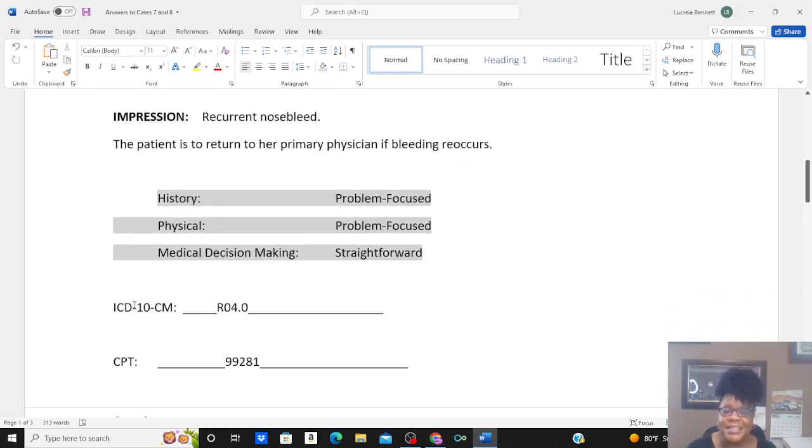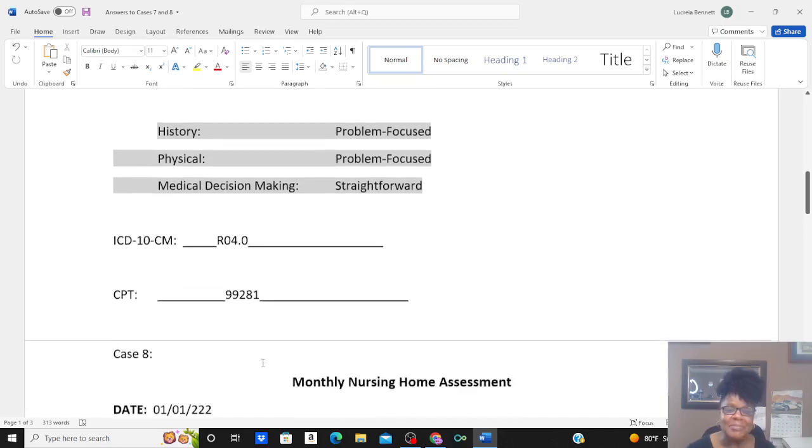Therefore, my ICD-10-CM code is R04.0 for nosebleed, whether it's recurrent, first time, etc. It's still R04.0. And straightforward ER visit 99281. All right, got that one right?